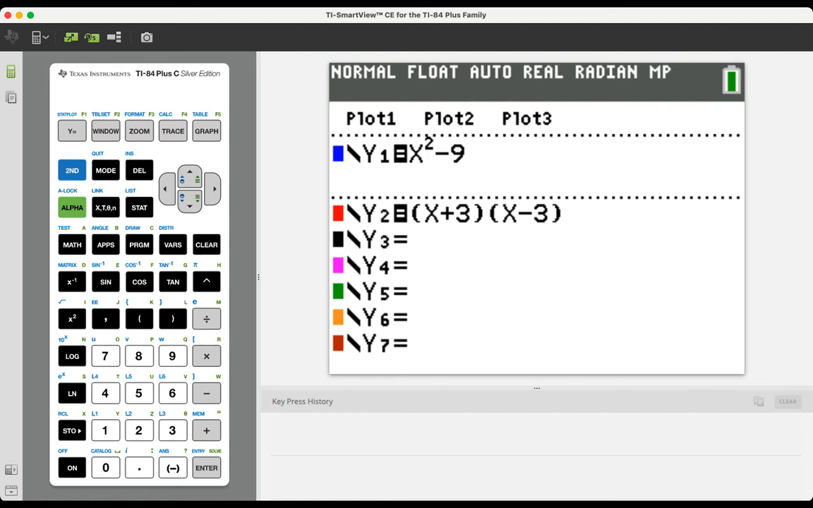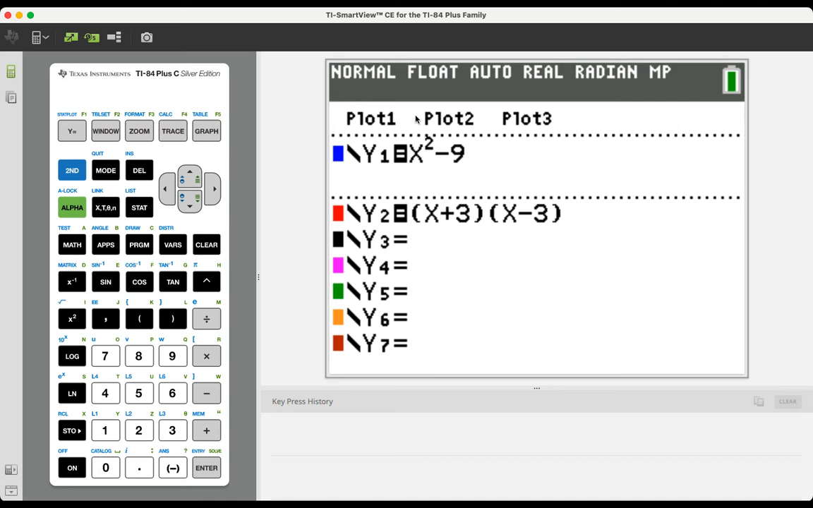But for the purposes of this exercise, I'm just going to show you a couple of examples of what it can look like trying to get your graphing calculator to help you with factoring. So here we have an obvious difference of squares situation, x squared minus 9. We're going to graph x squared minus 9 against (x plus 3)(x minus 3), which we've already established throughout this lesson is how you factor x squared minus 9, and it is the most factored form.